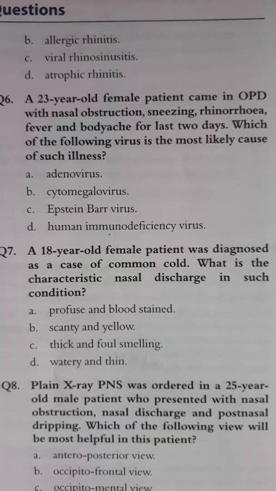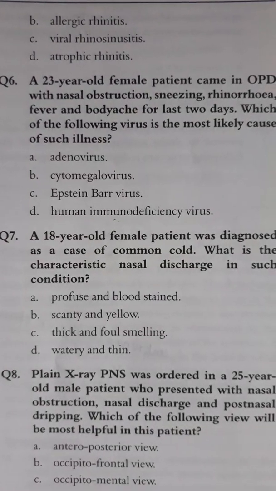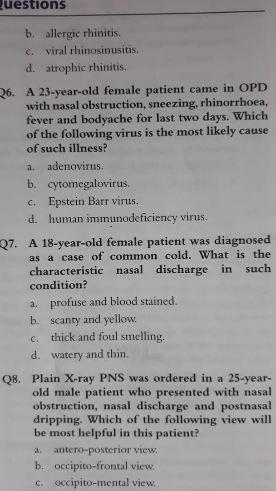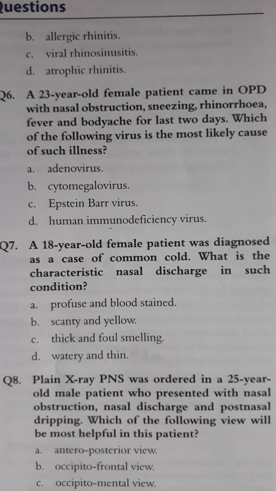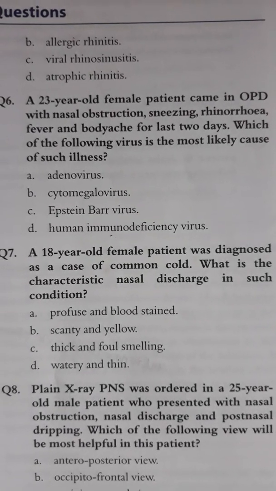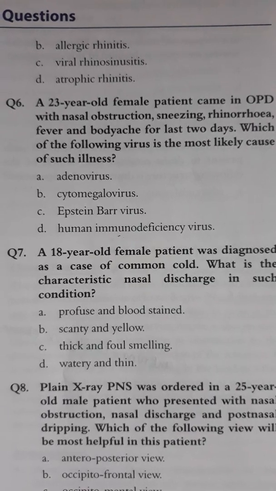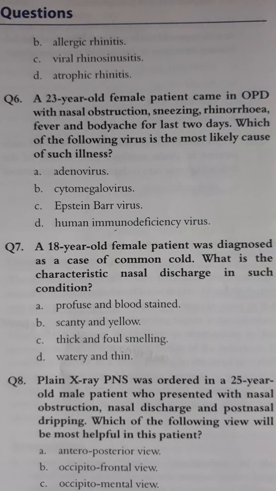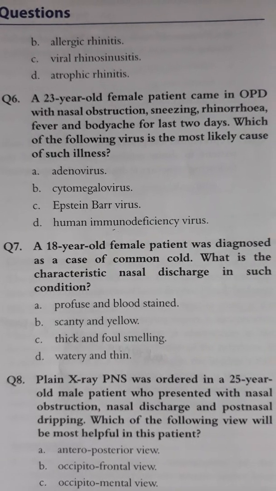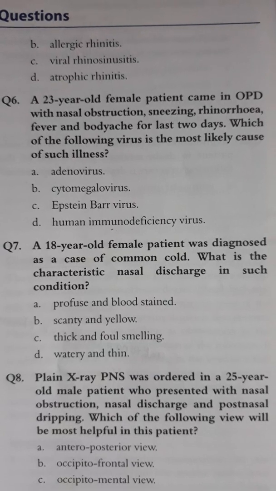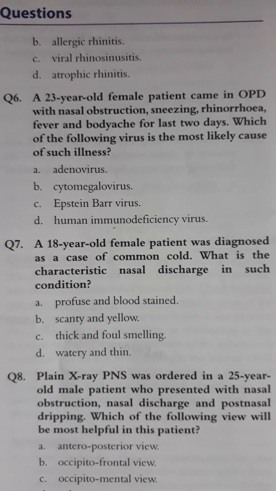MCQ number 6. A 23-year-old female patient came to the OPD with nasal obstruction, sneezing, rhinorrhea, fever, and body ache for the last 2 days. Which of the following viruses is the most common cause of such illness? Adenovirus. The diagnosis of this scenario is viral rhinosinusitis or common cold or coryza.